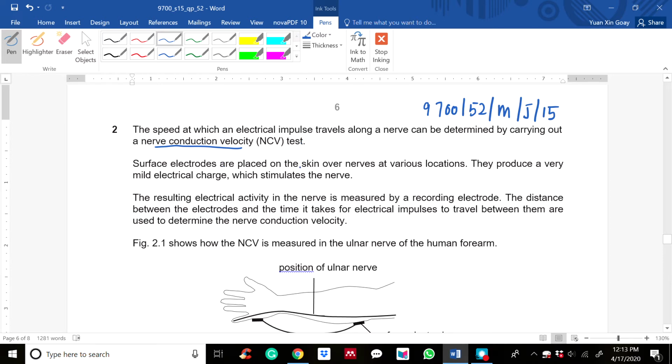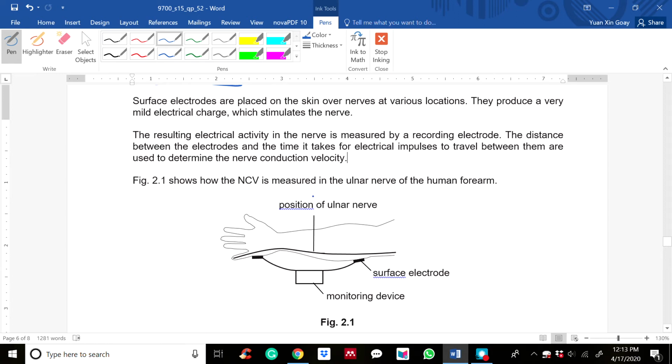Surface electrodes are placed on skin over the nerve at various locations, as you can see in this Figure 2.1. You have a surface electrode placed on the skin, and this surface electrode produces a very mild electrical charge which stimulates the nerve. So this is used as a stimulator. The resulting electrical activity in the nerve is measured by a recording electrode. So you have another electrode that is used to record the speed of the nerve impulse transmissions. The distance between electrodes and the time it takes for electrical impulses to travel between them are used to determine the nerve conduction velocity.